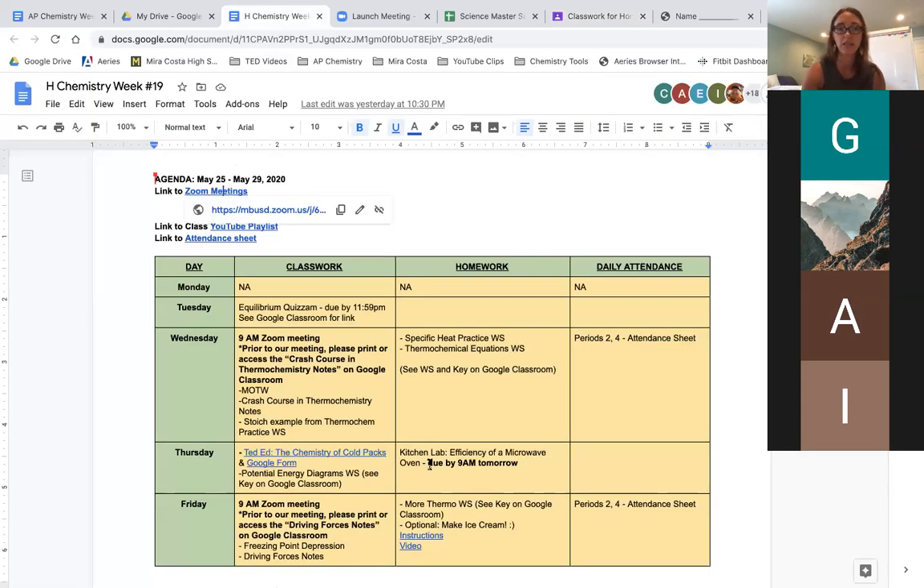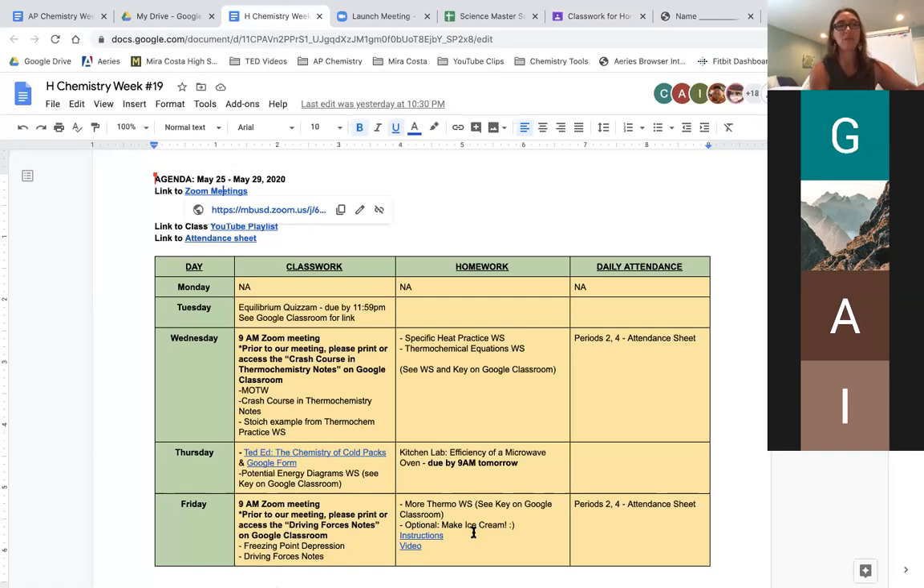And then on Friday, we'll come back together. We're going to talk a little bit about freezing point depression. I'm going to give you some more notes, and then I have another worksheet for you. There's an optional thing for you to do over the weekend too. We would be doing this in class if we were together. We would be making ice cream. That's a fun lab that we do as part of our thermochemistry unit.